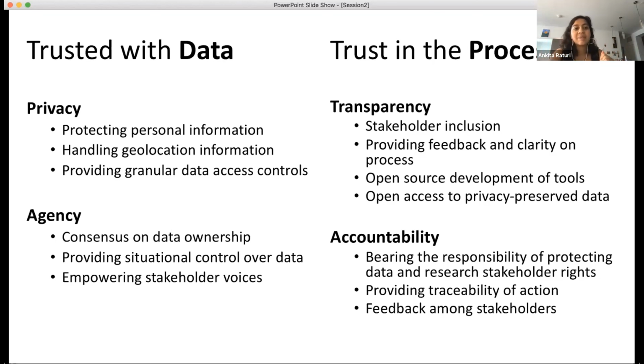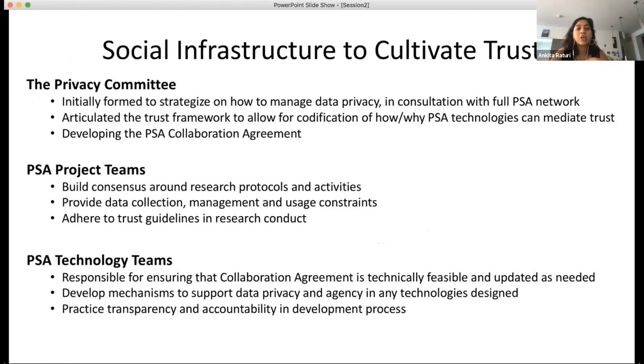Next slide, please. And so we have the social infrastructure to cultivate trust. This really consists of the privacy committee, but also the work that they're doing between the project teams and the technology teams. So I'll leave this just up here. I know these slides are available for you all to look at. We are going to be articulating a lot of this in a paper that will be coming up and will be circulated in the group. So I don't necessarily want to go through this in too much detail, but mostly use this as a time to provide a teaser for how we're thinking about cultivating trust.